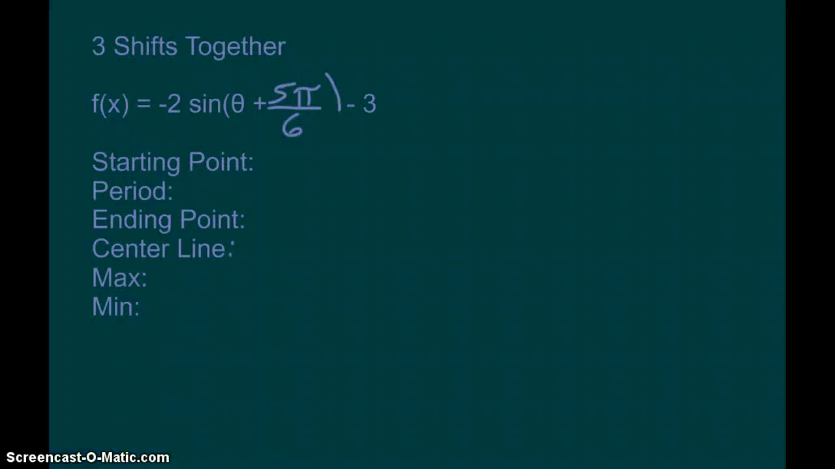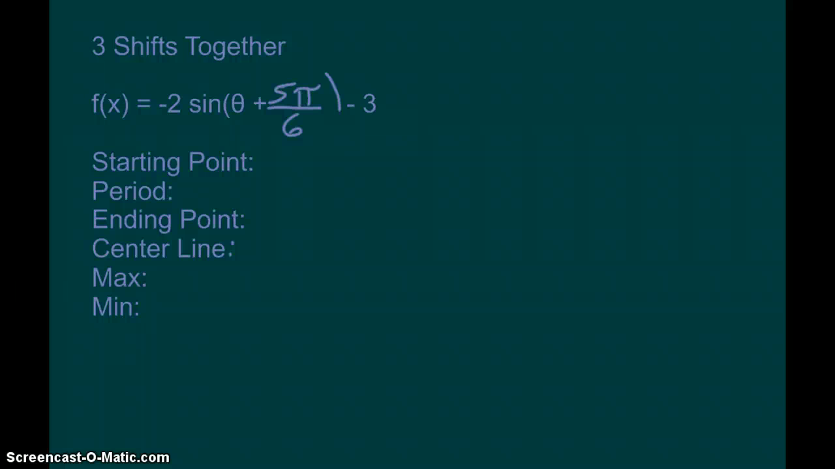Our final example is going to put all three shifts together. We learned about horizontal and vertical shifts on Monday. We're going to combine those with an amplitude shift, like the equation you see here. When you look at a complex equation, we're going to do all that same information that we put down on Monday when we get to these more complex ones.